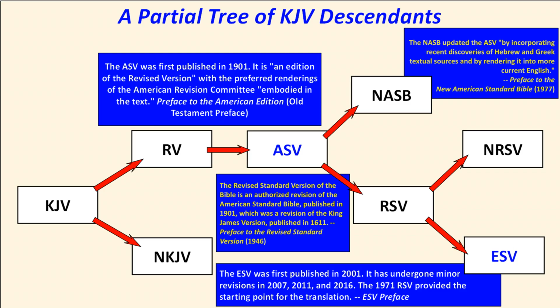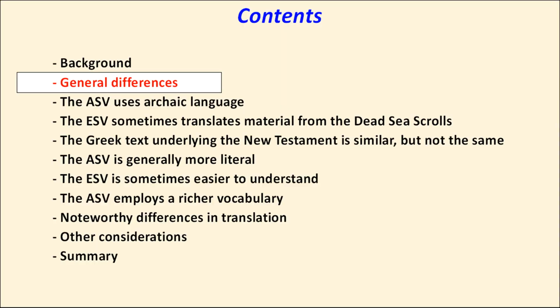The two translations we'll compare are related to each other. They're both in the line of translations that go back to Tyndale's 1526 edition of the New Testament. The Revised Standard Version is a revision of the American Standard Version, and the English Standard Version is a revision of the Revised Standard Version. The relationship is like that of a grandparent to a grandchild. So now we'll proceed to an overview of the more prominent differences between the two translations.